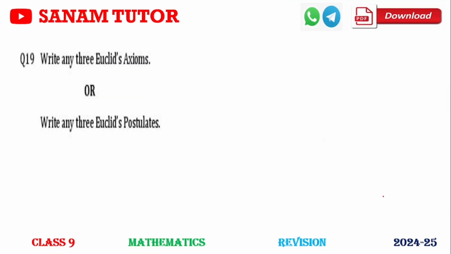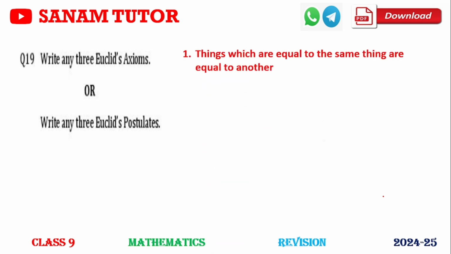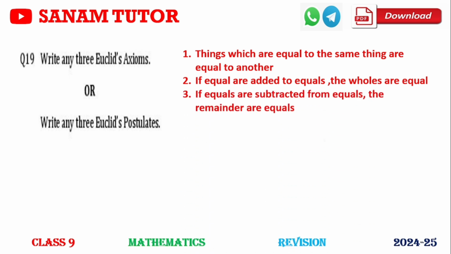Now next, write any 3 Euclid's axioms. Okay, the first one is things which are equal to the same thing are equal to one another. Next is if equals are added to equals, the wholes are equal. The third is if equals are subtracted from equals, then the remainders are also equal.